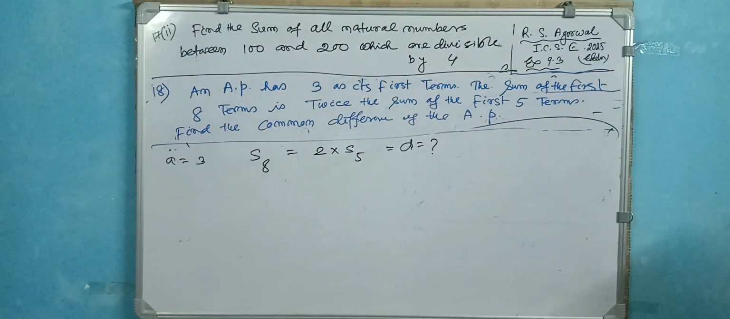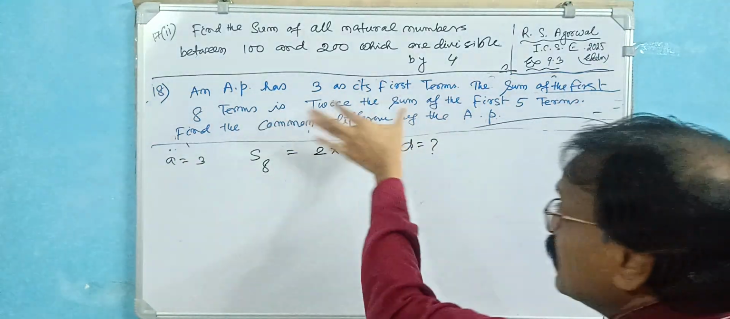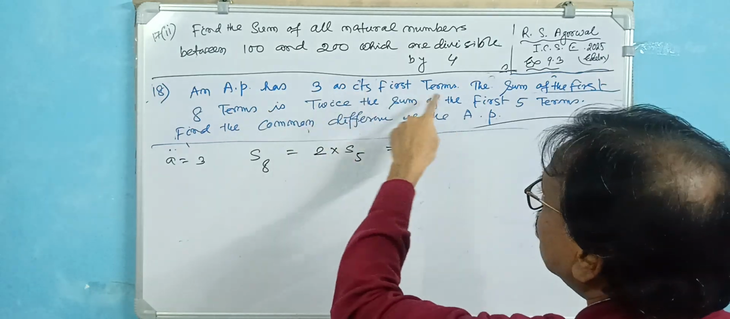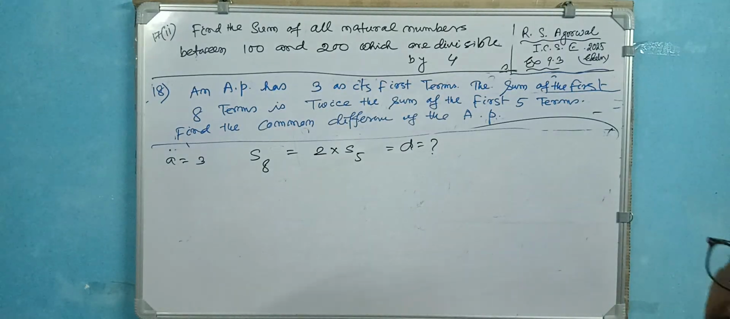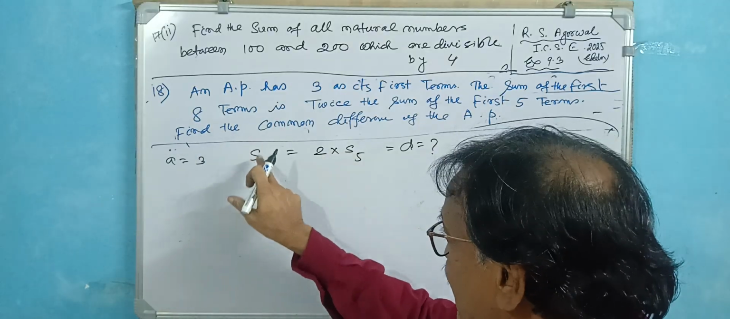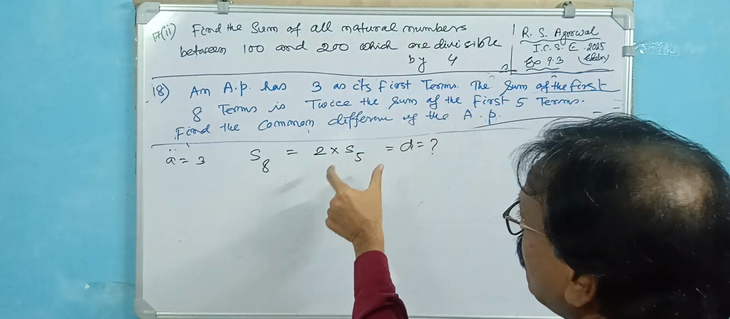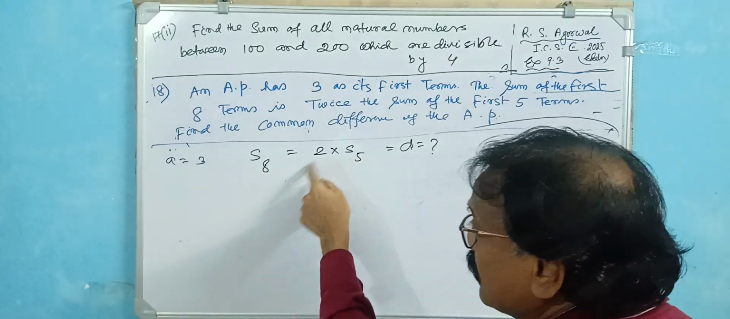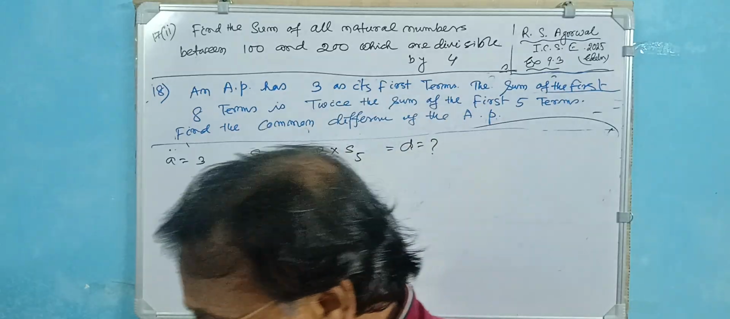First you clear the question. The concept must be clear. Which data is given? You just write here: an AP has 3 as its first term, so first term A is 3. The sum of the first 8 terms, S8, is equal to twice the sum of the first 5 terms. So this is given. From there you calculate D. No problem.